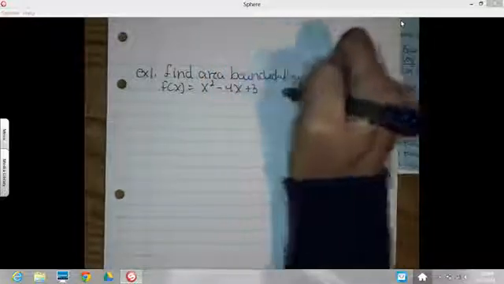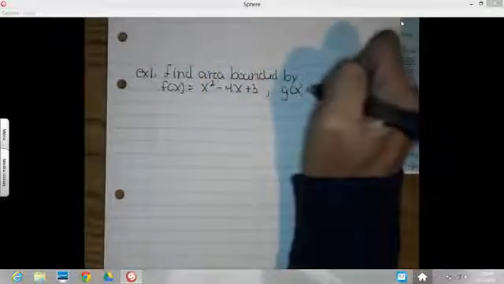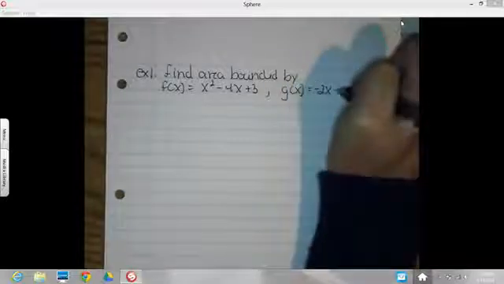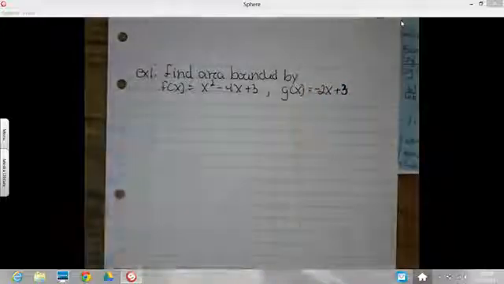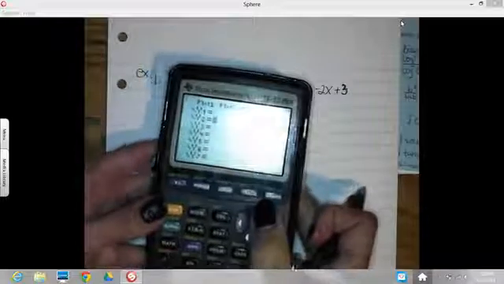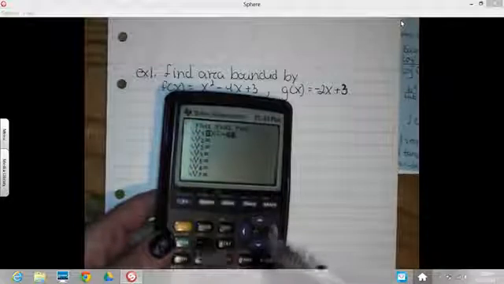f of x equals x squared minus 4x plus 3, and g of x equals negative 2x plus 3. Okay, so first thing we need is a sketch. You have to graph them. I know one's a parabola, one is a line. We've got x squared minus 4x plus 3, and negative 2x plus 3.